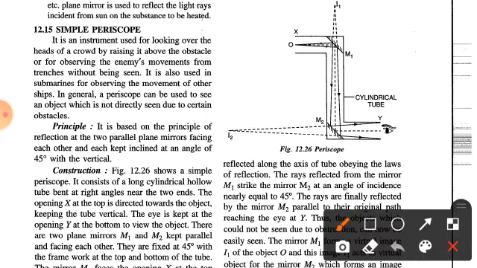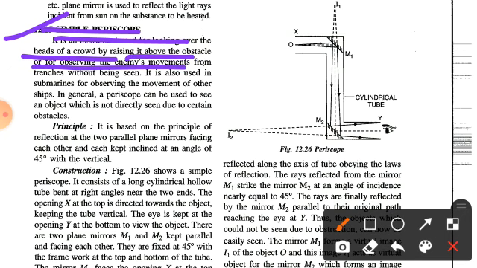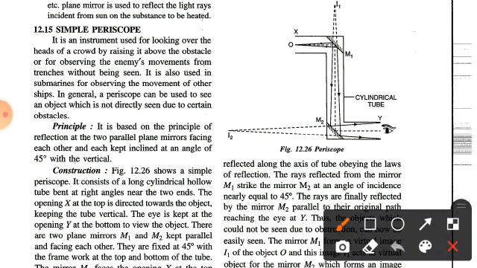Now we will discuss the simple periscope. So what is the periscope? It is an instrument which is used for looking over the heads of a crowd by raising it above the obstacle, or for observing the enemy movement from the trenches without being seen. It is also used in submarines for observing the movement of other ships. So in general, a periscope can be used to see an object which is not directly seen due to a certain obstacle. Now, what is the principle of the periscope?